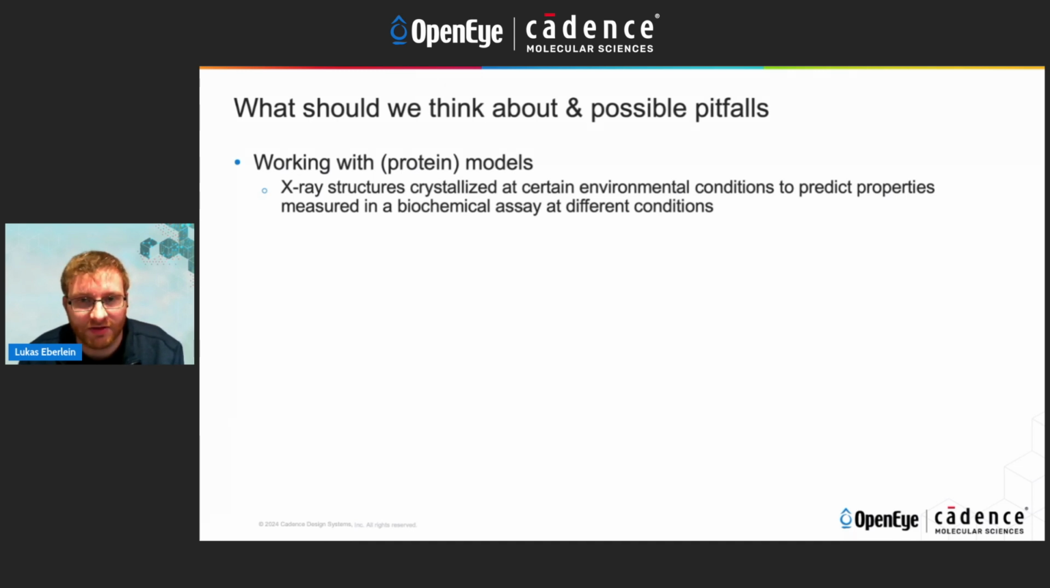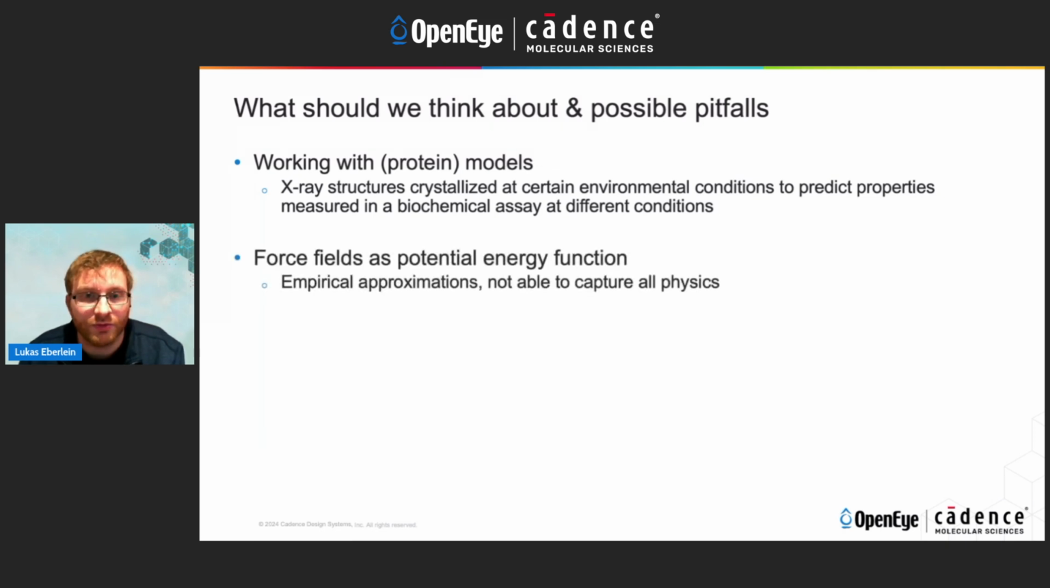MD is a physics-based method with potentially high accuracy, but we always work with models, and these models might not accurately represent what we are trying to predict. We use force fields as our potential energy function. They are parameterized to capture the underlying physics, but are approximations and do not always work well for everything. For example, torsion parameters are often refitted using quantum chemical calculations to increase the accuracy in RBFE calculations.